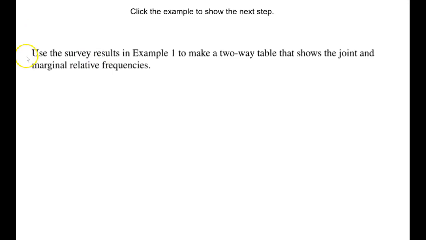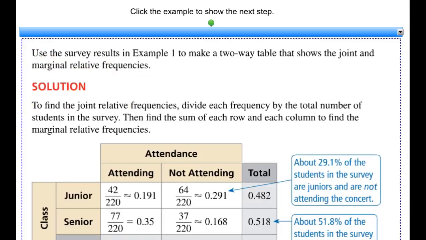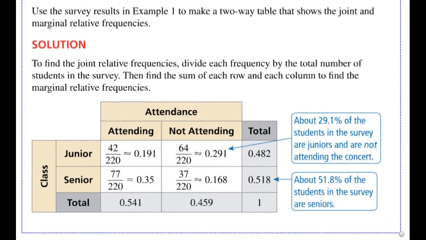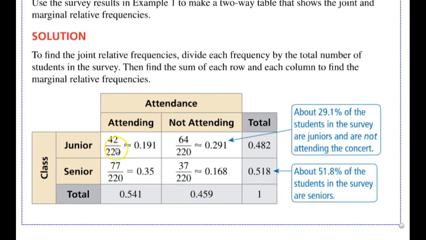We're going to be using the survey results from example 1 to make a two-way table that shows the joint and marginal relative frequencies. First off, I always start with just the numbers, right? So in my original example, I had 42, 64, 77, and 37, and then I knew my total was 220.